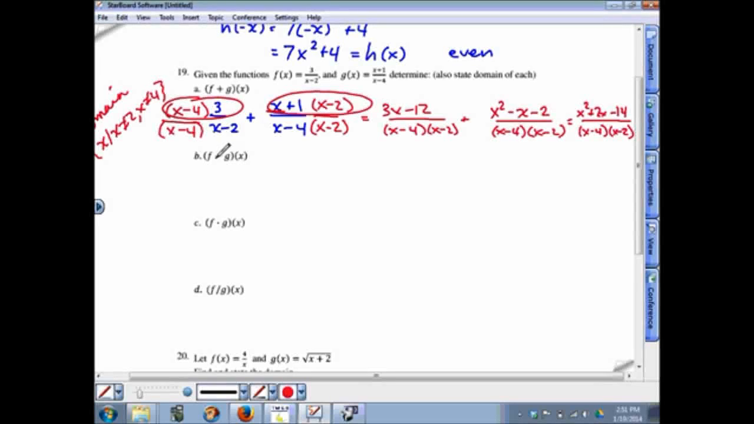Now f minus g, the only difference is going to be this right here will be a minus sign rather than a plus sign. So just going to copy this here. This is going to be 3x minus 12 over x minus 4, x minus 2, minus this time x squared minus x minus 2.